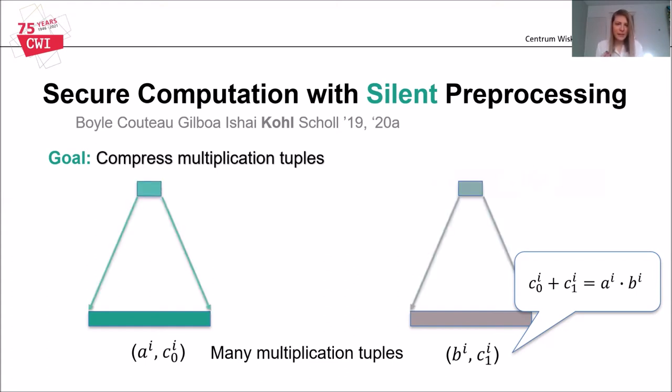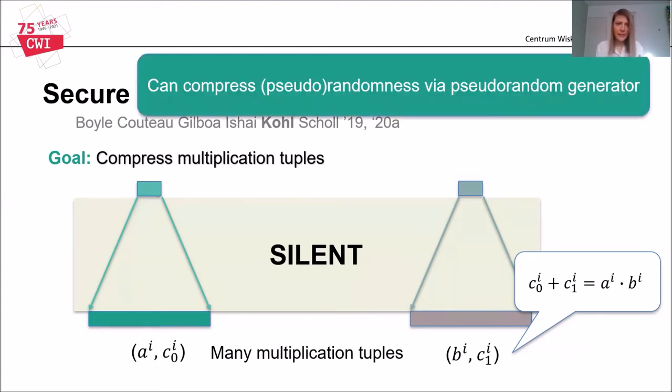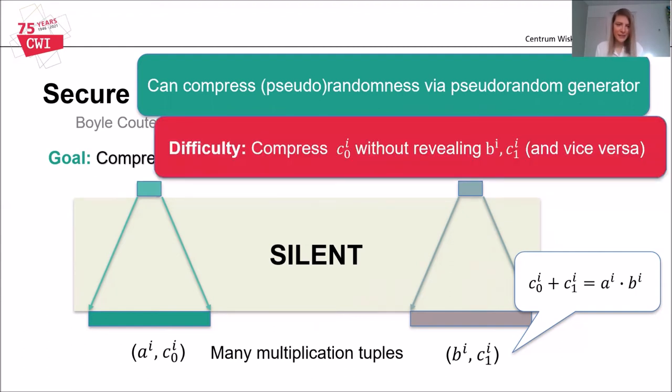And well, straightforward, what we want is to compress this. So we want to somehow give something, a short seed, that the parties can then expand. And it's important that this part is silent, so that the parties can expand their seed to the output without communicating with each other. And we know how to compress randomness or pseudo-randomness, which is essentially as good as randomness, via so-called pseudo-random generators that allow us to expand the short seed into something that looks pretty much exactly like randomness.